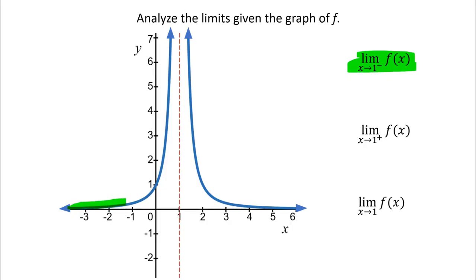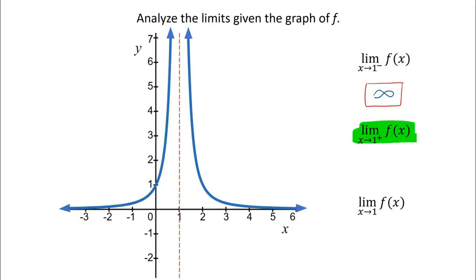As we approach x equals 1 from the left, where is our graph headed? Yeah, it's headed in the positive infinity direction. So the limit as x approaches 1 from the left of f of x can be described as headed to positive infinity, even though we know that it technically does not exist. How would we describe the limit of f of x as x approaches 1 from the right?